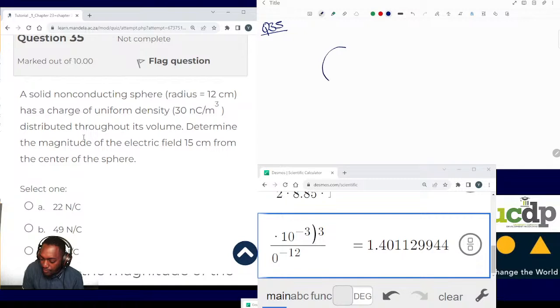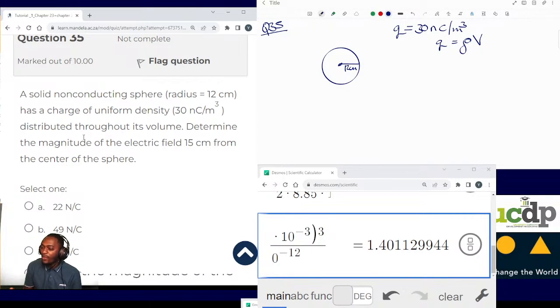So this is our sphere and it has a radius of 12 centimeters. There's a radius of 12 centimeters and there's a uniform charge density, rho equals 30 nanocoulomb per cubic meter. And remember, Q equals rho V. Right, so we are to choose a perfect Gaussian surface.